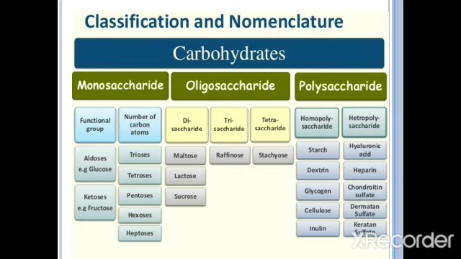Polysaccharides are classified into homopolysaccharides. Homopolysaccharide means it is composed of a single kind of monosaccharide. Examples: starch, glycogen and cellulose. Heteroglycans are composed of 2 or more different types of monosaccharide. Examples: hyaluronic acid, heparin, etc.